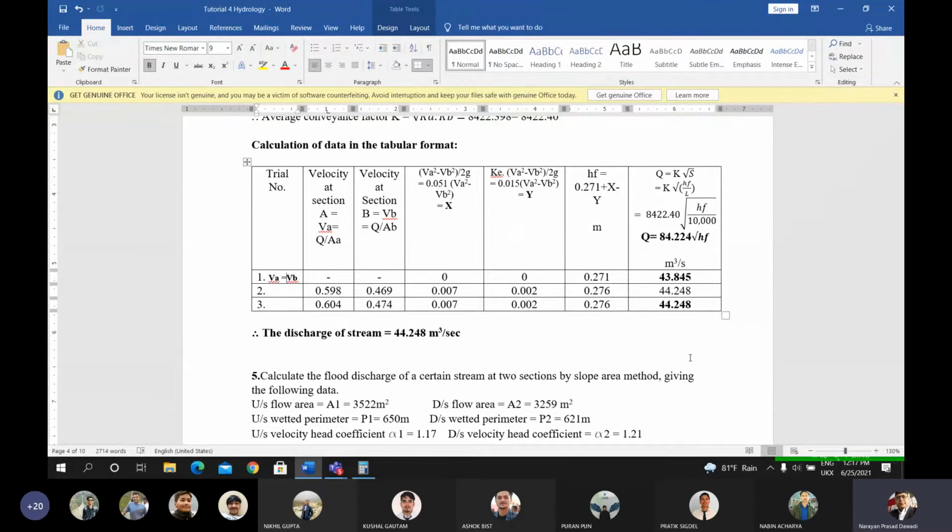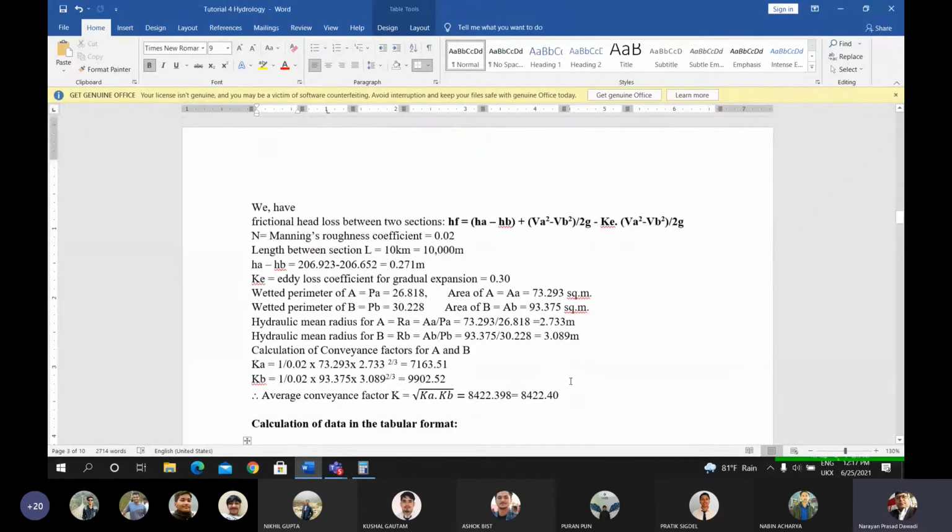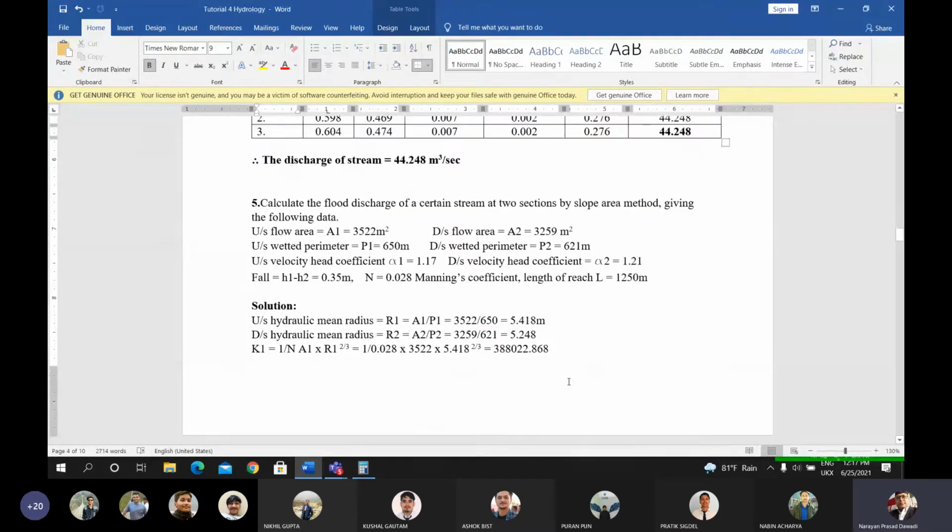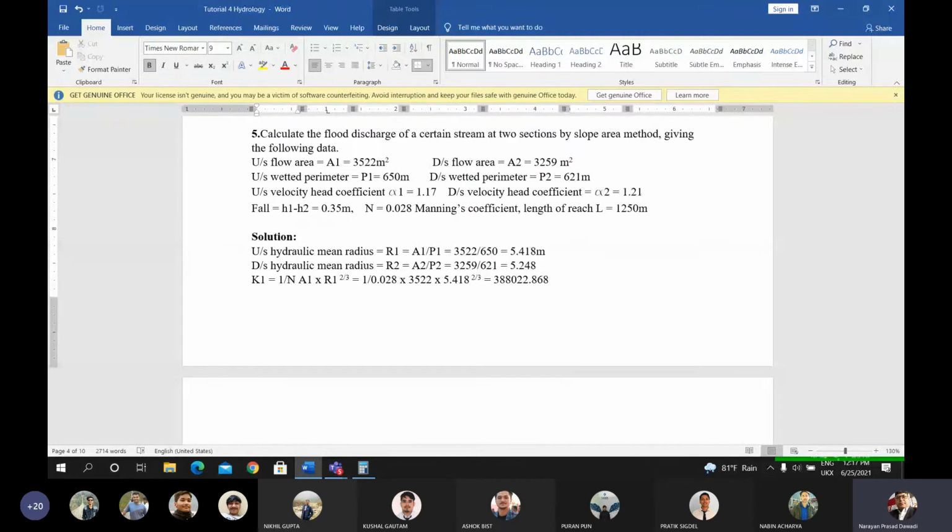Okay, hello. This is the slope area method. I have done this. Now another question is done for the slope area method, a similar type of example.